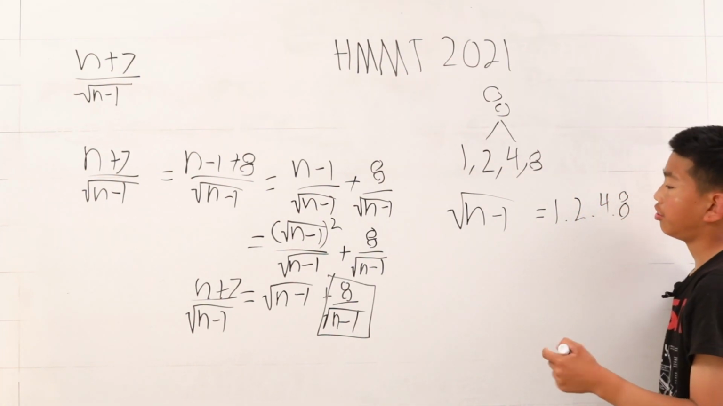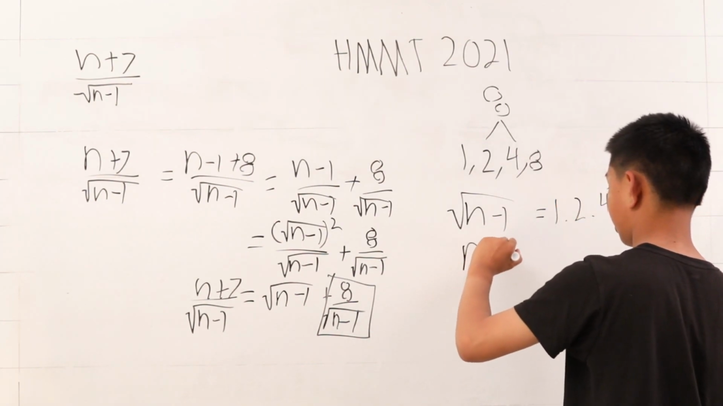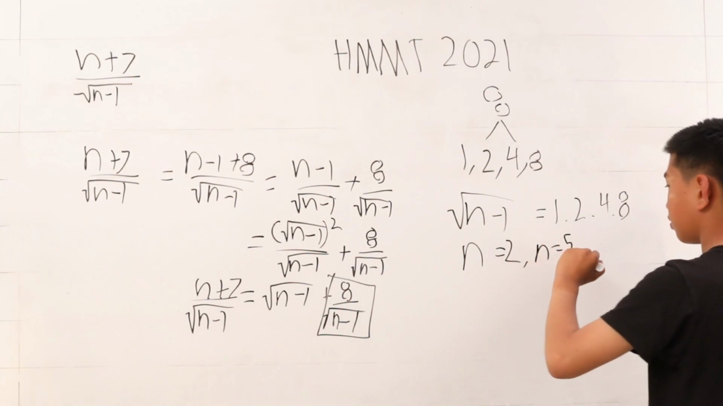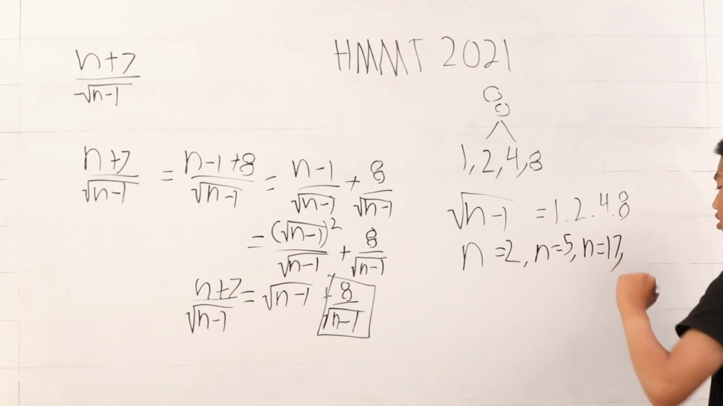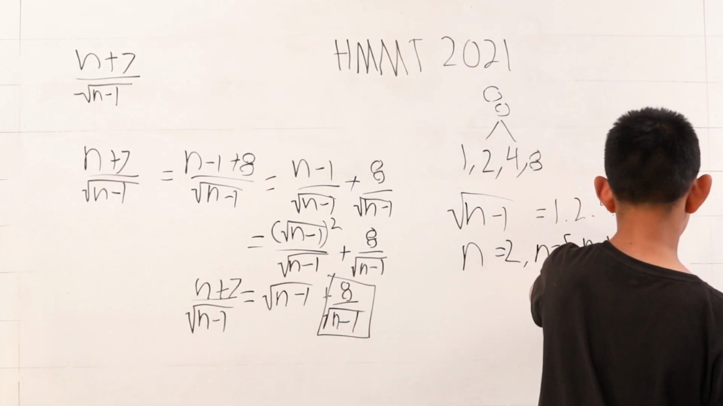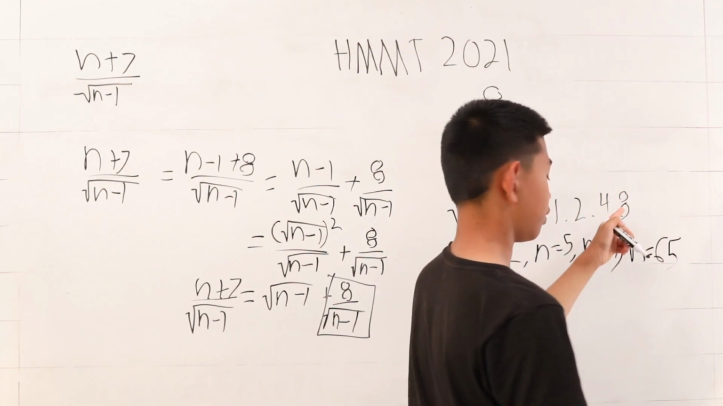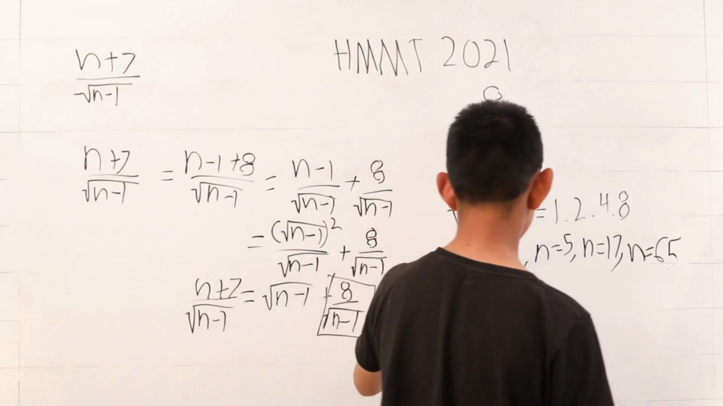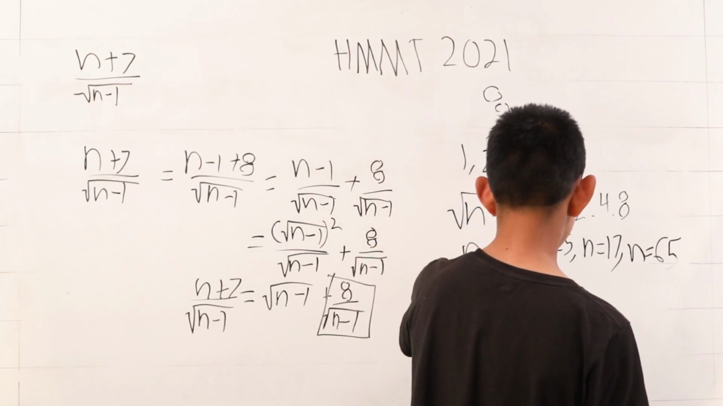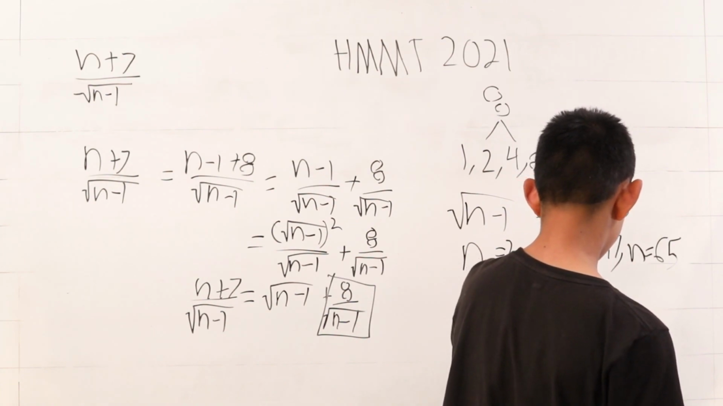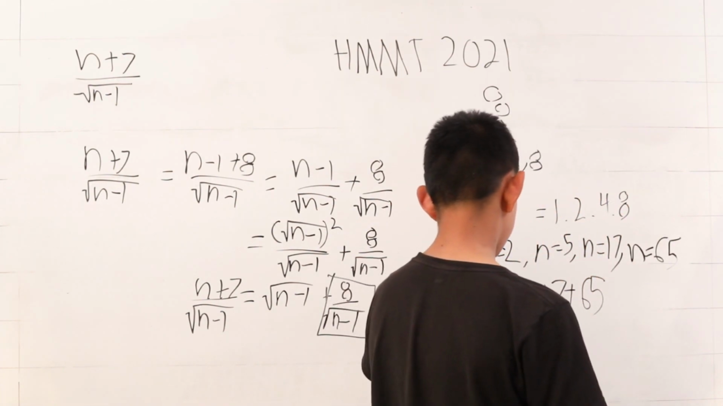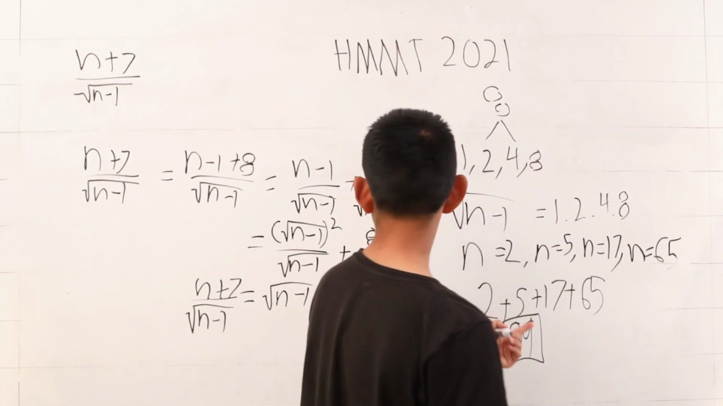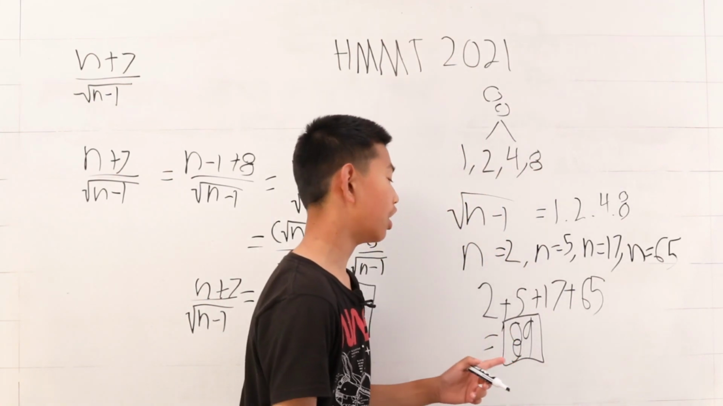So therefore, we can just solve. Our first case gives n is 2, then n is 5, n is 17, and our final n is 65 for this case. Now we have our four values of n. We add them up. 2 + 5 + 17 + 65 will yield us our answer, which is 89. So we have found the total sum of all the positive integers n.